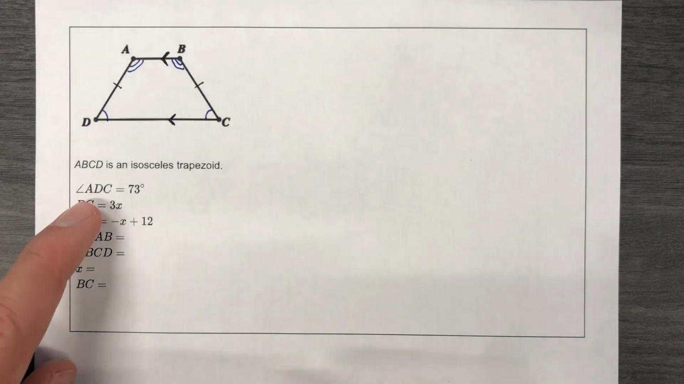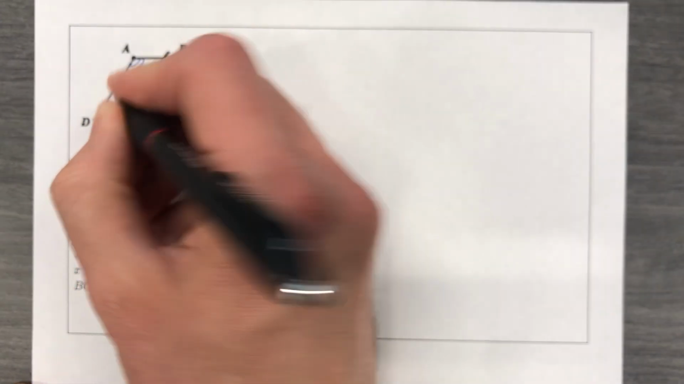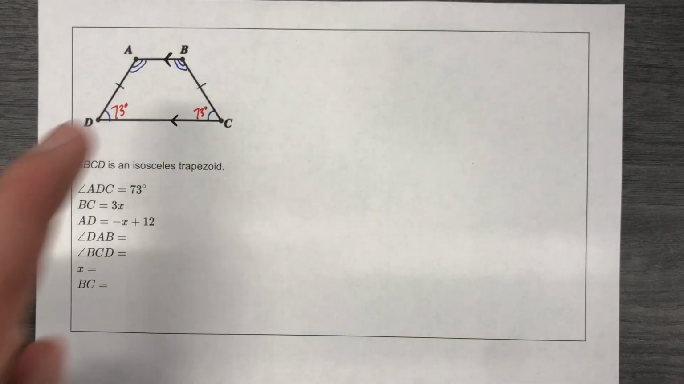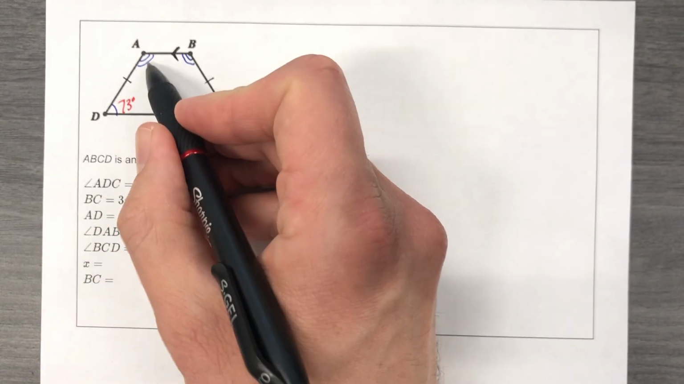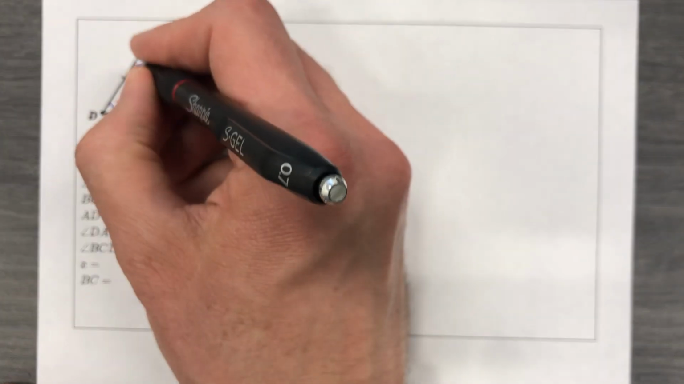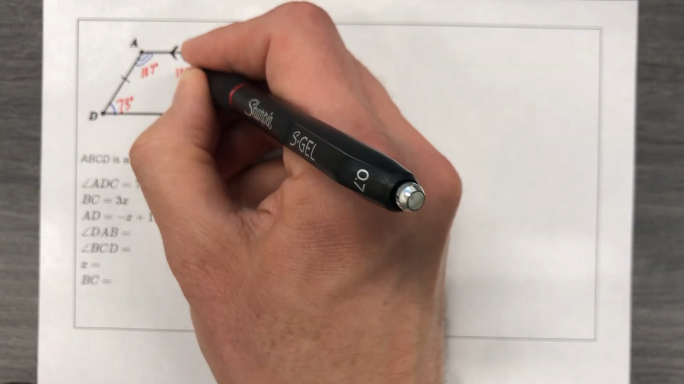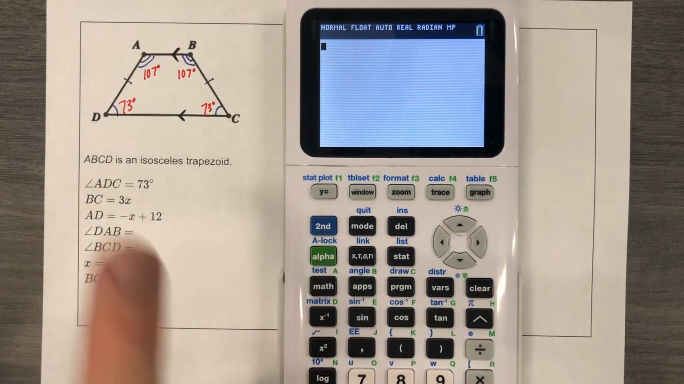Let's use red. ADC is 73. All right, 73. Don't think too hard. Just go ahead and fill in everything you know, and here's the way I do it. 180 degrees, these two together make 180, and so I'll do 180 minus 73, and I'm going to get 107. This is also 107.